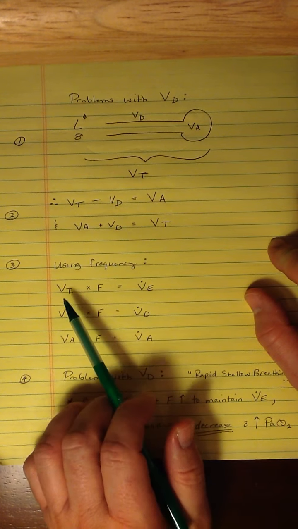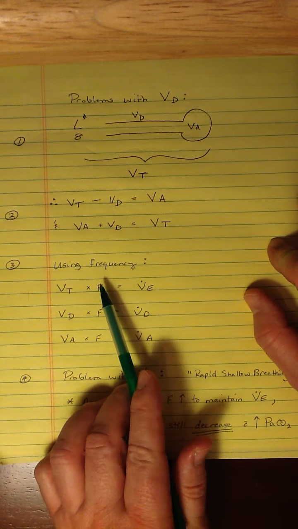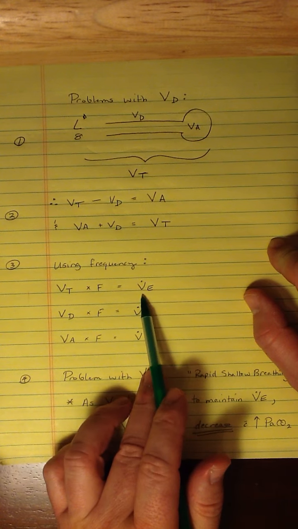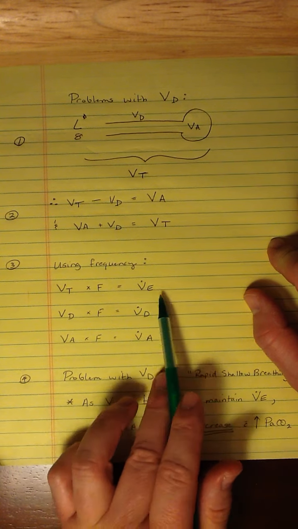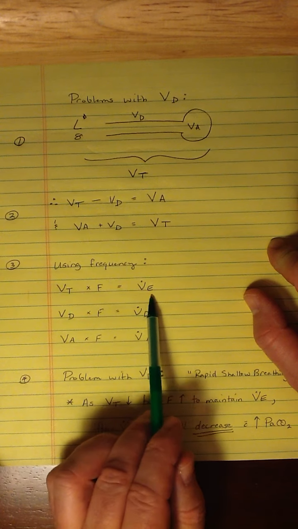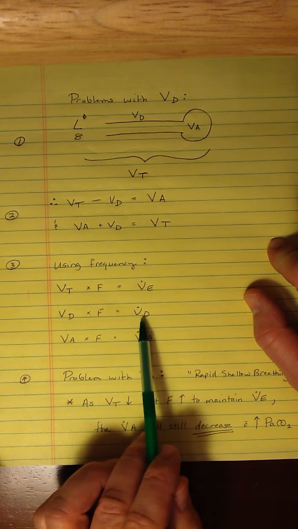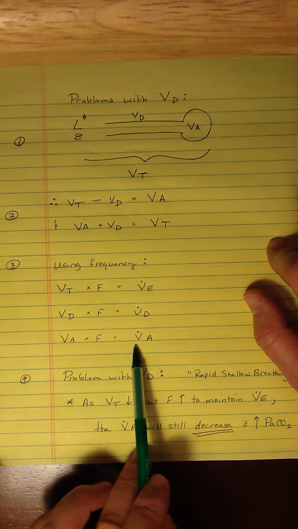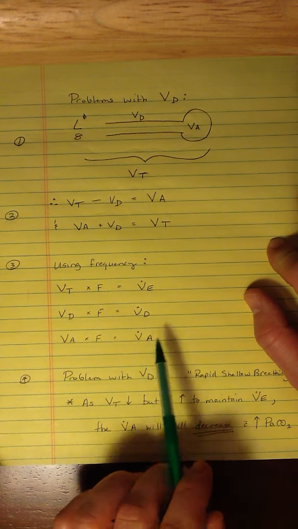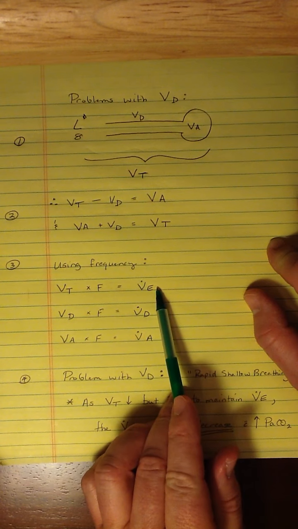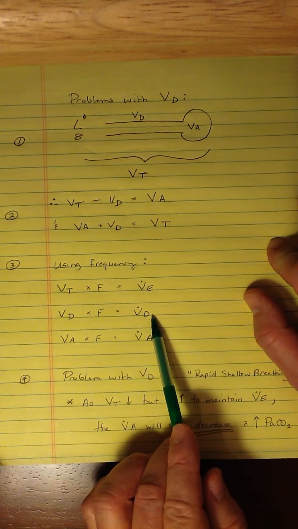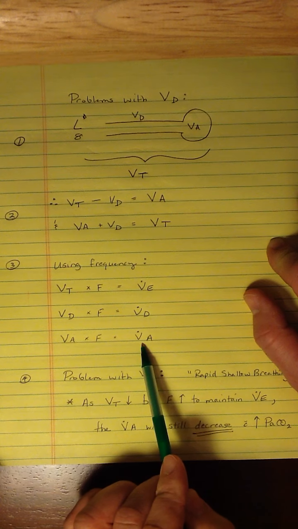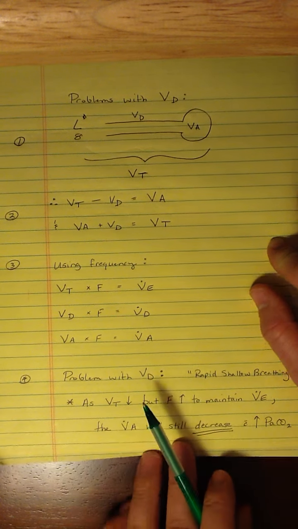If I take these separate volumes, remember multiplying by frequency, we can find out what minute ventilation is occurring for each one of these. Total volume times frequency is minute ventilation, dead space times frequency is dead space ventilation over a minute. Alveolar volume times frequency is alveolar ventilation over a minute. I could also say that my minute ventilation is equal to my dead space ventilation plus my alveolar ventilation. We could do that as well.